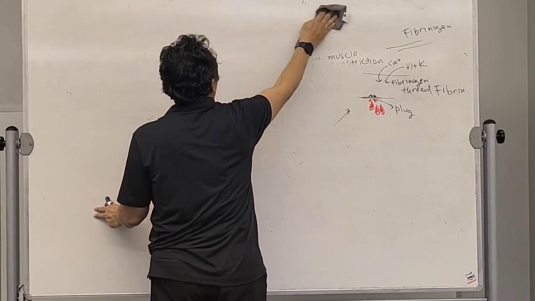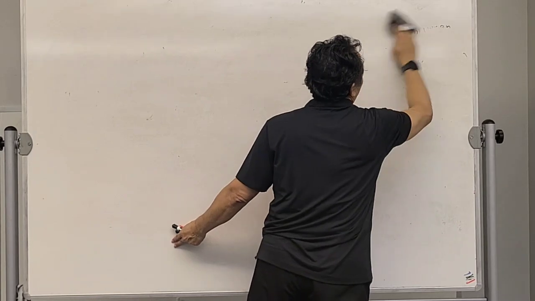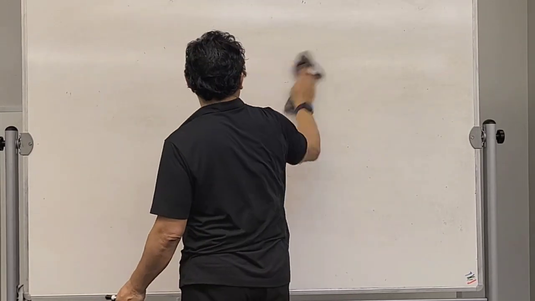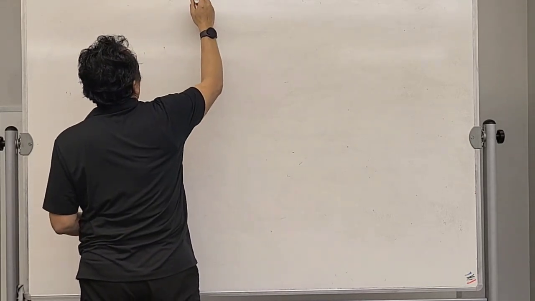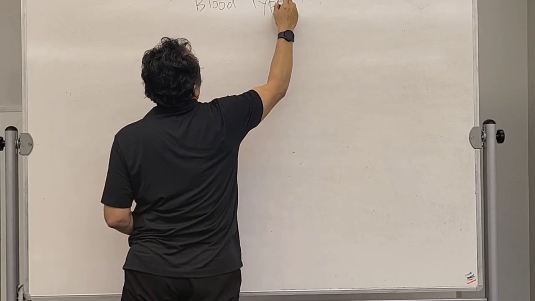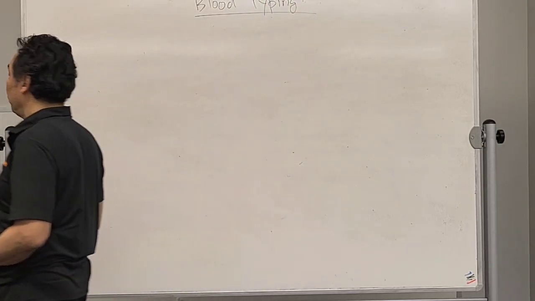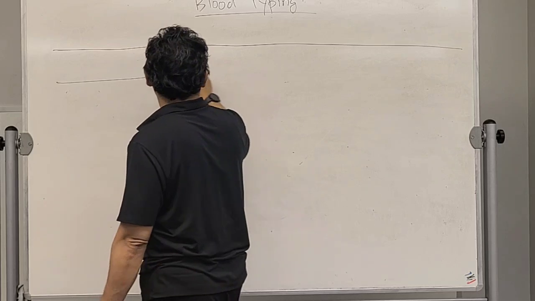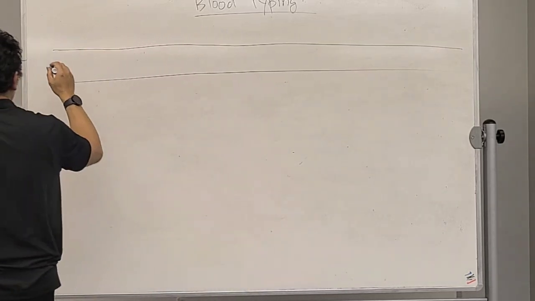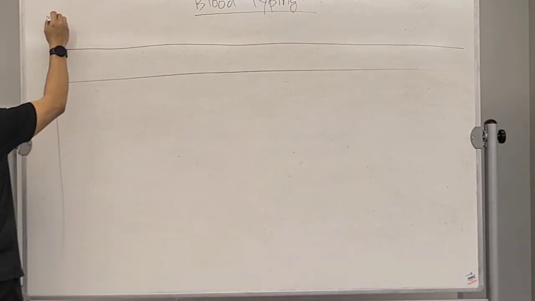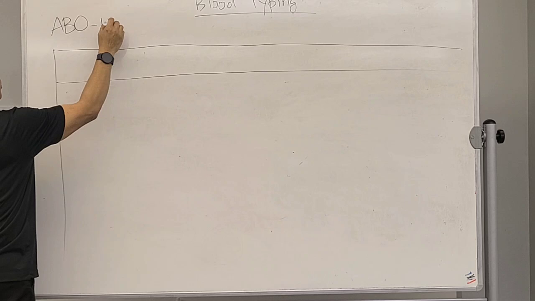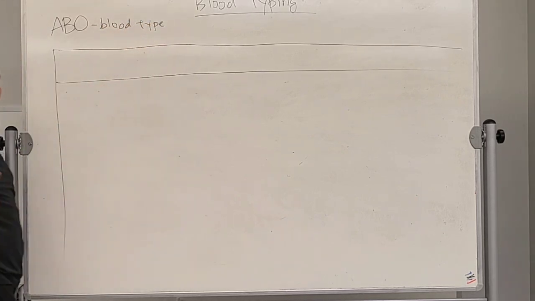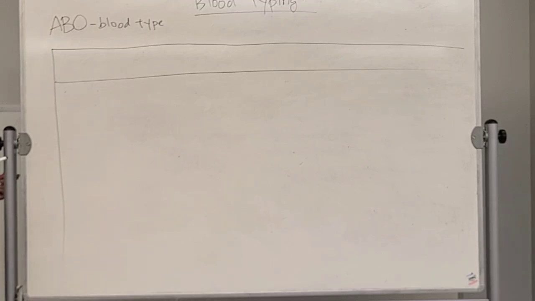You did already last time, typing the blood. Typing means to know the type of blood that you have. Okay, so blood typing. Okay, so I'm going to use a table for explaining this. First, we're going to use what we call the ABO blood type system, because there are 2 blood type systems actually: ABO, and the second one is the rhesus blood type. We're going to start with the ABO blood type first.